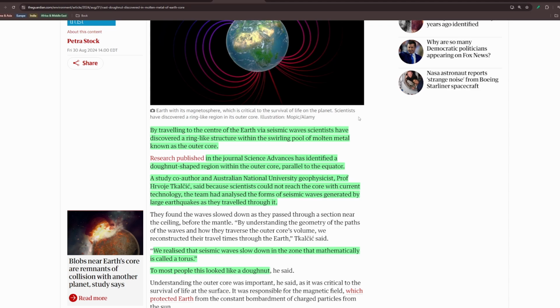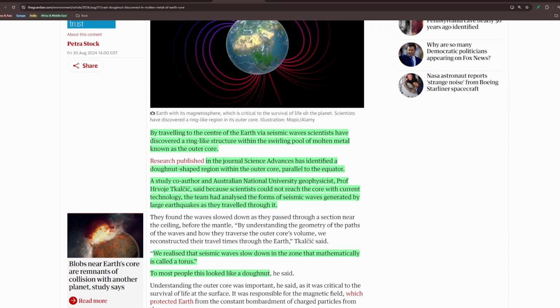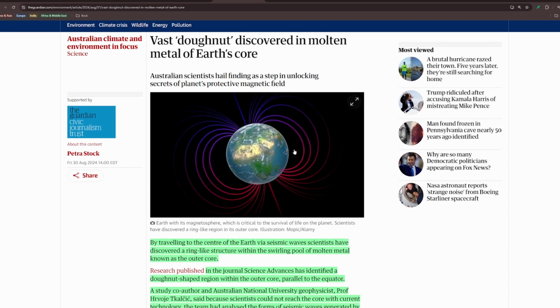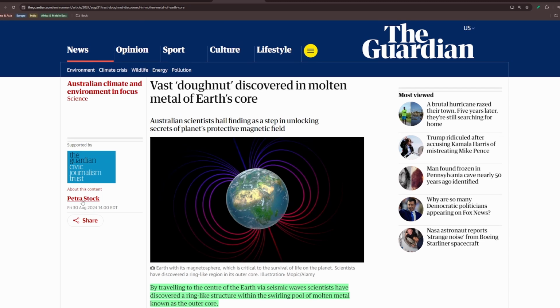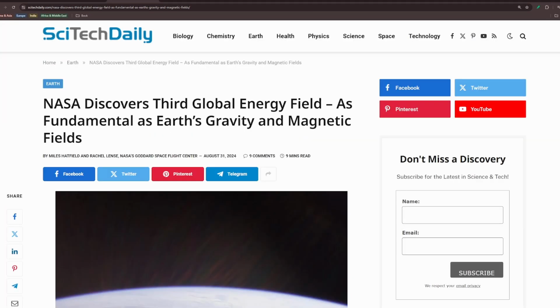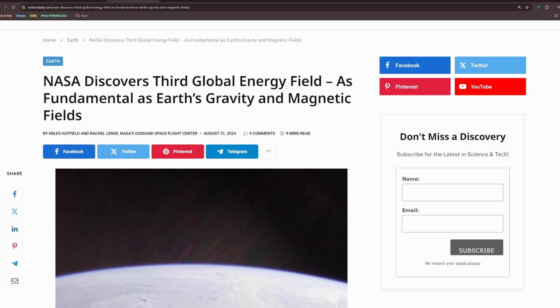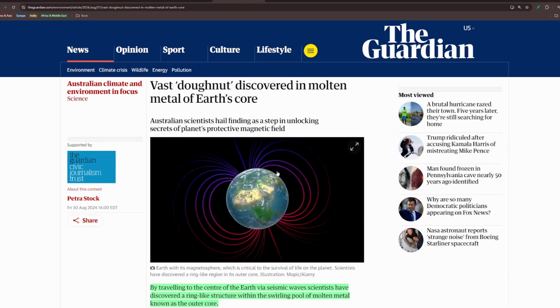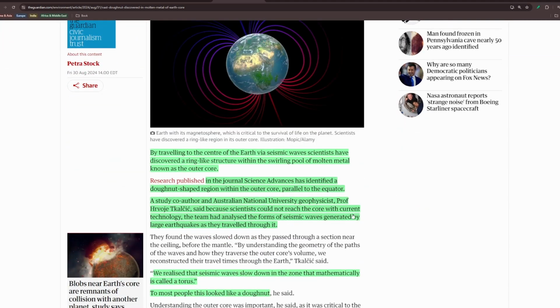So this is two massive magnetic Earth discoveries basically in the same week. This was the day before the other one. The NASA discovers third global energy field was August 31st. This one is August 30th. So within 24 hours of each other coming out, at least on mainstream news. I mean, it said that these journals came out on different days or whatever, but I found that to be fascinating.